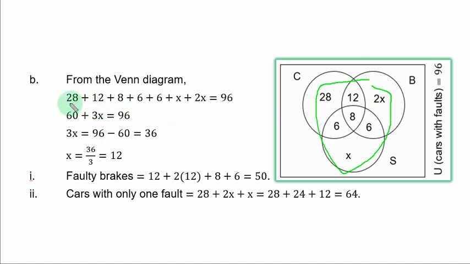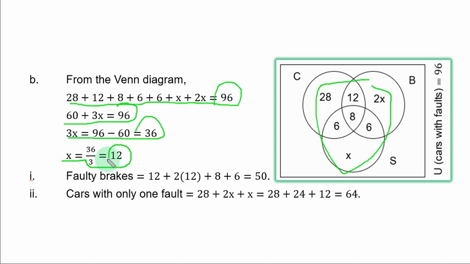That is 28 plus 12 plus 8 plus 6 plus 6 plus S plus 2S equal to 96. If you add common terms on the left hand side, you have 60 plus 3S equal to 96. 3S is equal to 96 minus 60, and that is 36. Divide through by 3, S is equal to 36 over 3, and that is 12.